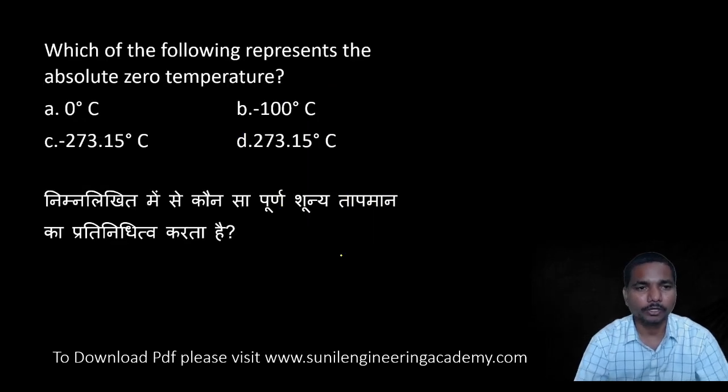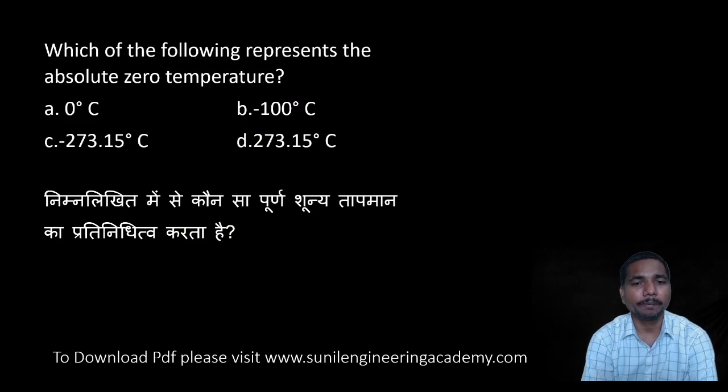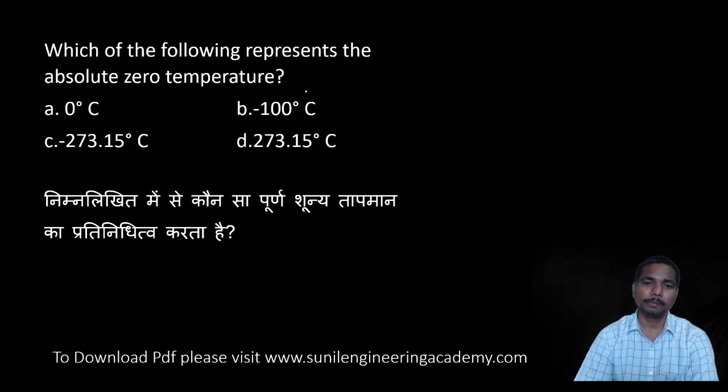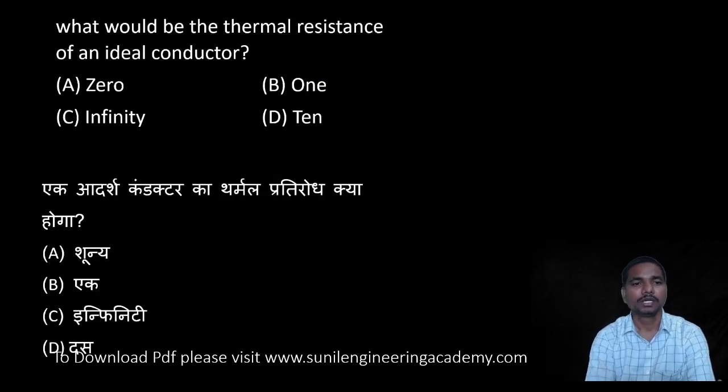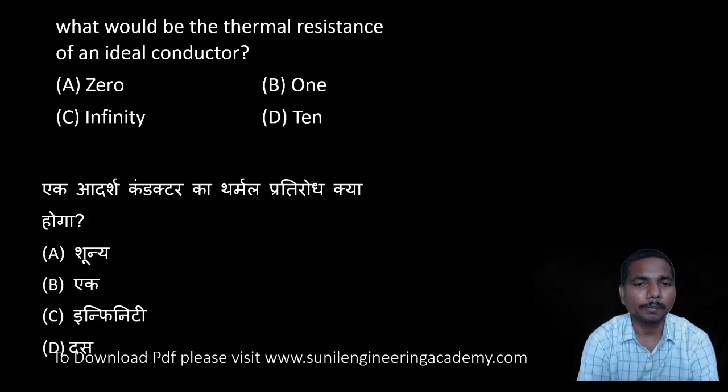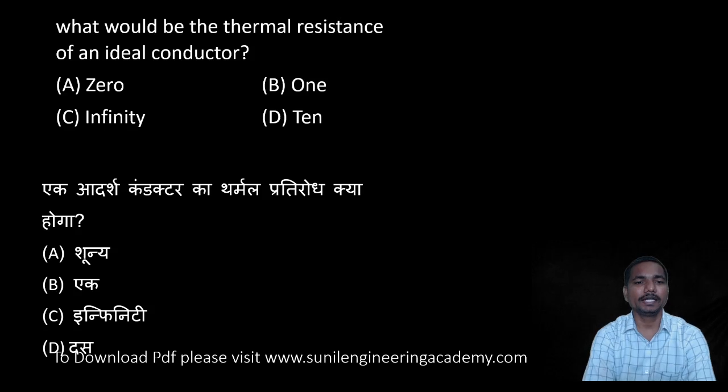Okay. Coming to the next one, which of the following represents the absolute zero temperature? Absolute zero temperature is nothing but 0 Kelvin. 0 Kelvin in the sense minus 273 degrees Celsius. So the answer is option C. Coming to the next one, what would be the thermal resistance of an ideal conductor?